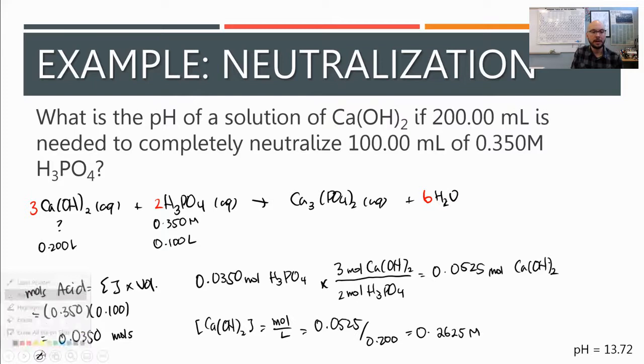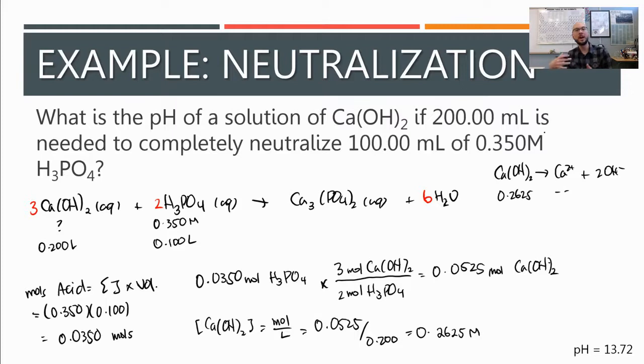Now we should recognize that calcium hydroxide breaks down to calcium 2 plus and 2 hydroxide ions. So if the concentration of the calcium hydroxide is 0.2625, we don't care about that calcium ion. We know that the hydroxide is going to be twice as large. So this is going to be multiplied by 2. So this works out to being 0.525. So that's the concentration of the hydroxide ion.